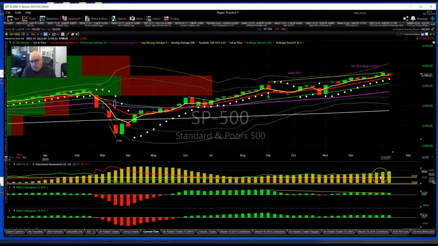Average directional movement index. You can see that this green line is still above the red line. The histogram is still trending up from above 20, and that indicates that we have an uptrend.